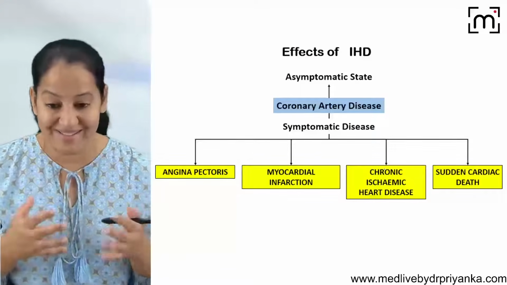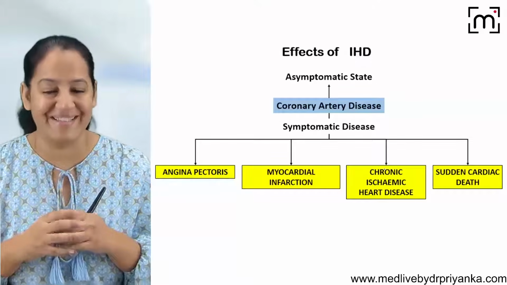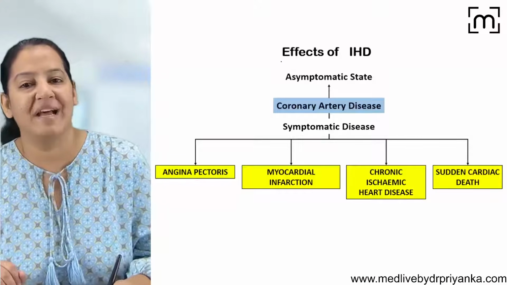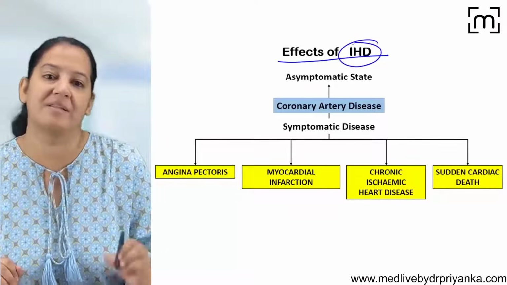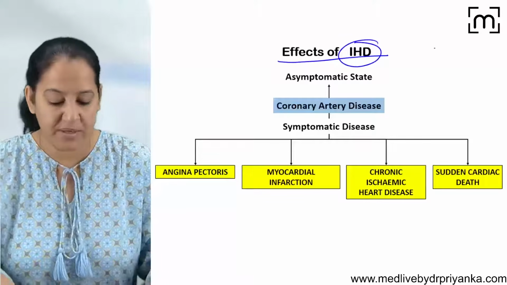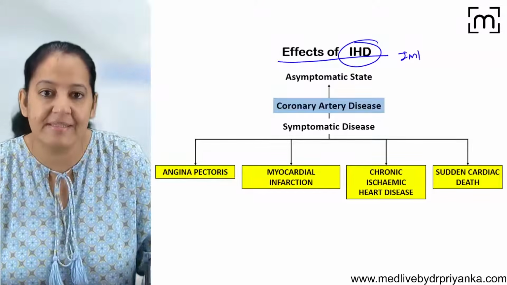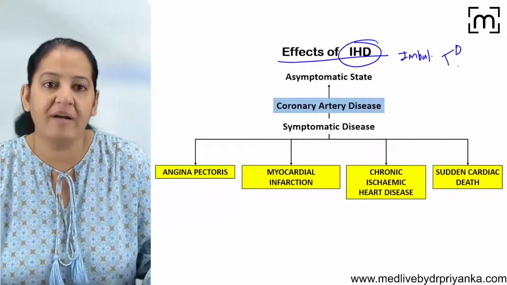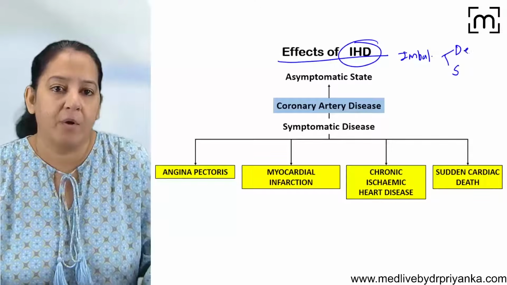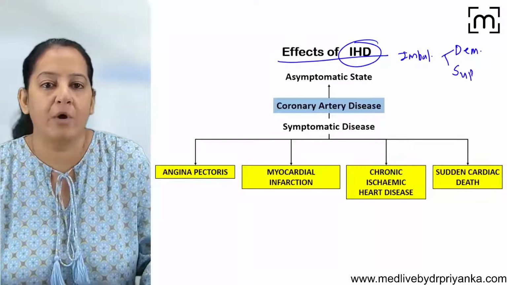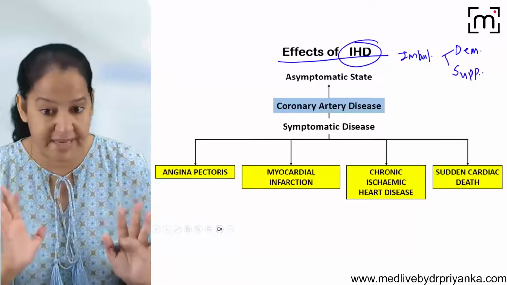Now let's start our disease, that is ischemic heart disease. You got the orientation. Now let me tell you what happens if ischemic heart disease occurs in any person. What is ischemic heart disease? It is an imbalance between demand and supply of the myocardium, myocardial oxygen demand and supply.